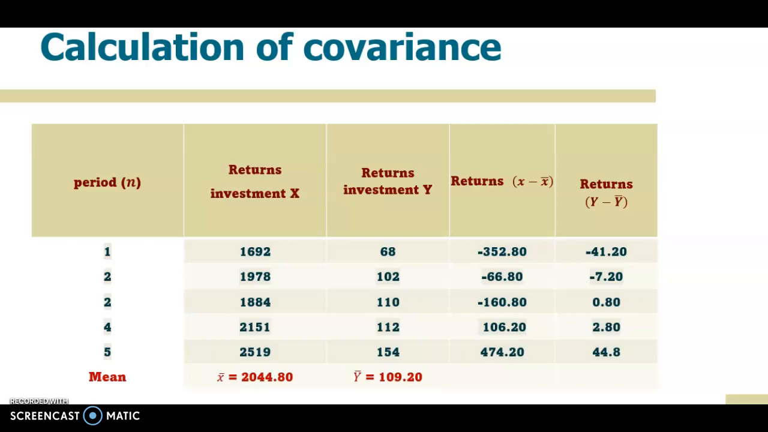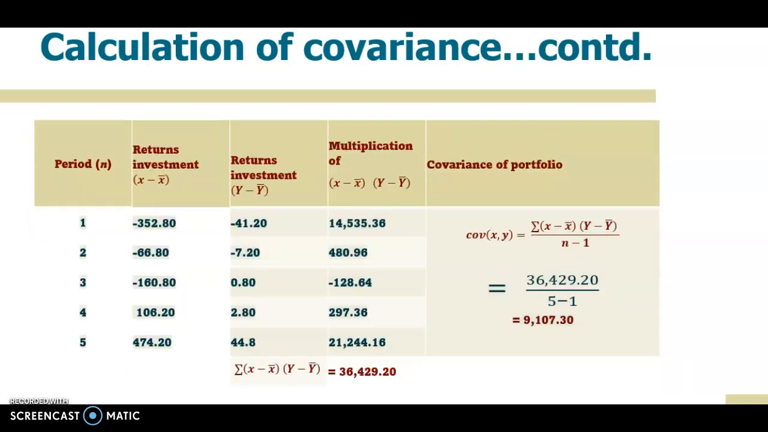Following similar steps, we calculate X minus X hat and Y minus Y hat for the given 5 periods. Then we multiply X minus X hat with Y minus Y hat for period 1, which gives us 14,535.36. Similarly, we calculate for all 5 periods.